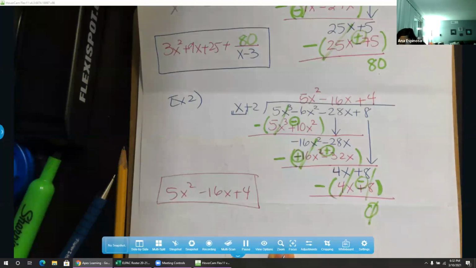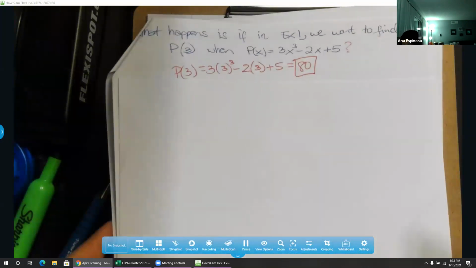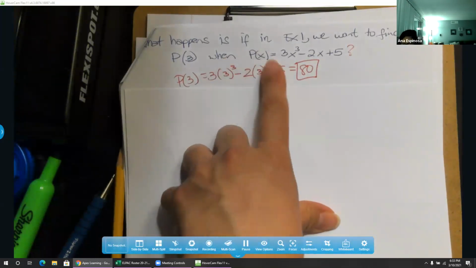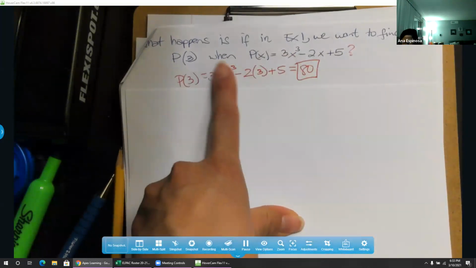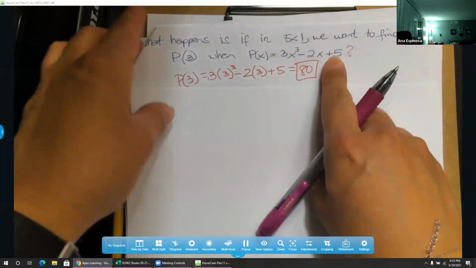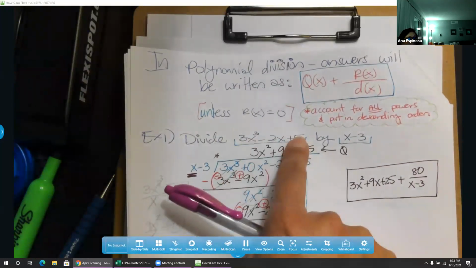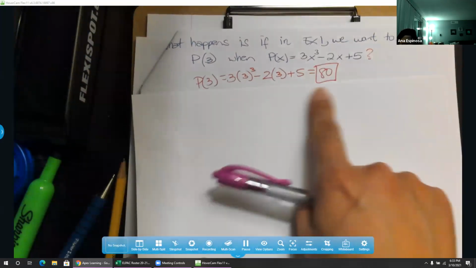As you're going through the notes, and as you see this, let's look at what this means. So let's say in example 1, we want to find out what's P of 3. When we have an equation, P of x equals that equation is the same as this. And I want to know what's P of 3. Well, if you want to know what's P of 3, just plug it in, right? And you end up with a number.